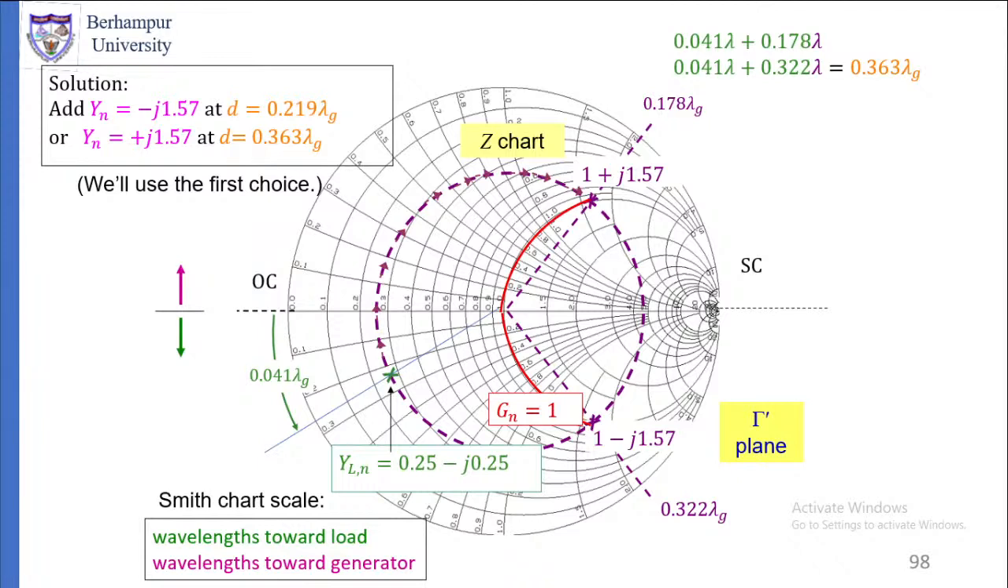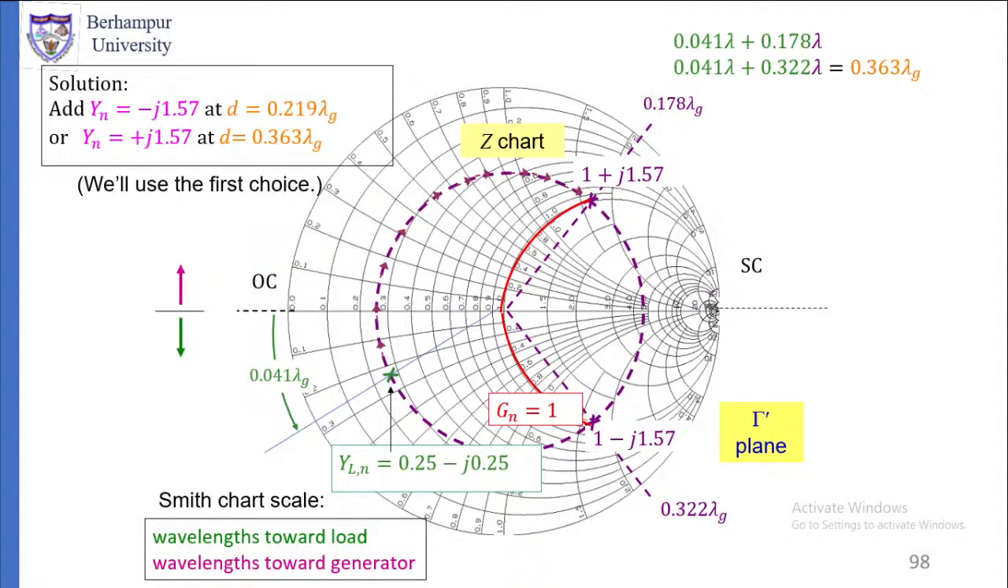As we discussed, we have to move from the load a distance L along the main line, such that after the distance L, the resistance is equal to 1, which means the conductance is also equal to 1. R is equal to 1 by G. R is equal to 1 means 1 by G is equal to 1. So it has to intersect the G is equal to 1 circle.